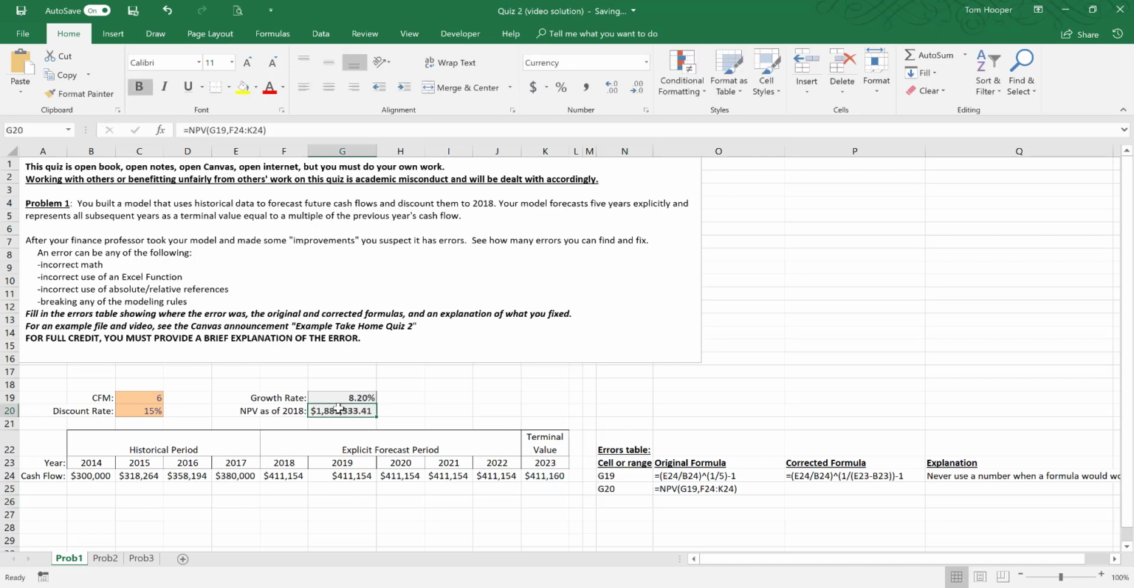And as you know, we don't want to include the first cash flow because we don't want it to be discounted. So we're going to take it, put it out front, add it. What you may not have caught is that there was another error. NPV doesn't discount by the growth rate. It discounts by the discount rate. So let's fix that as well.